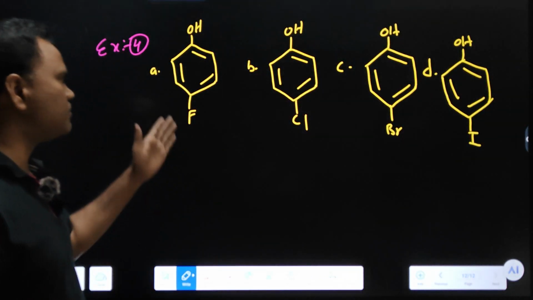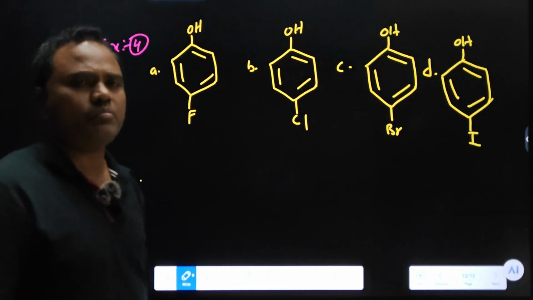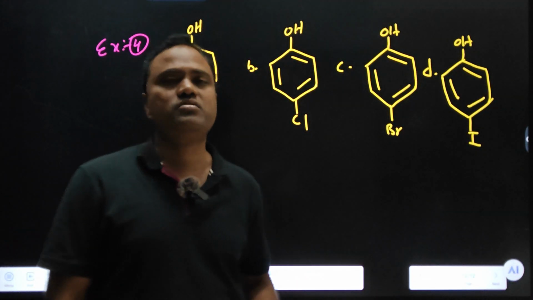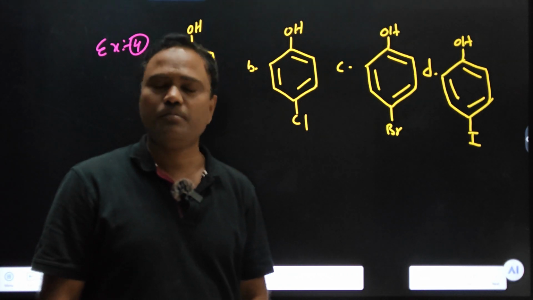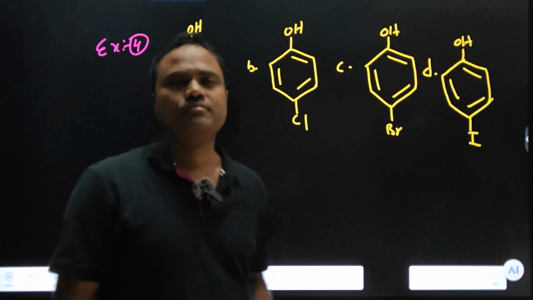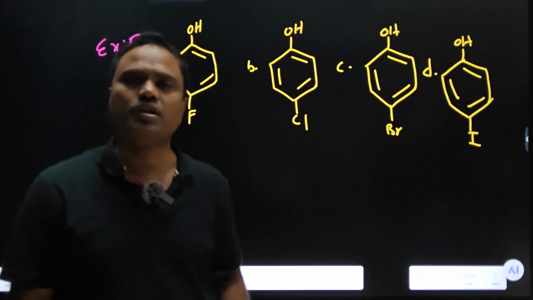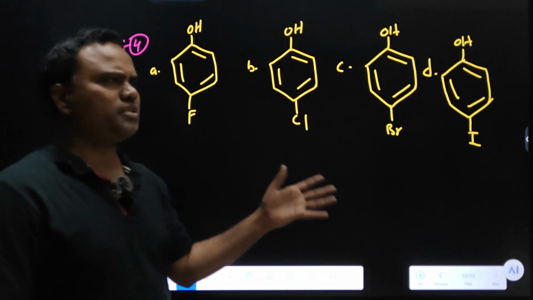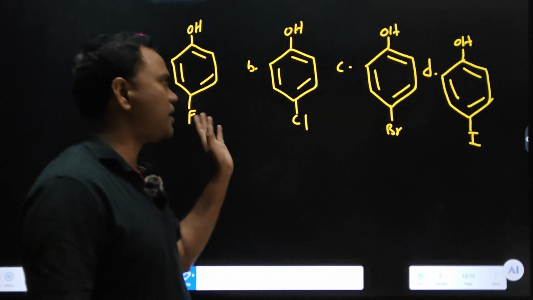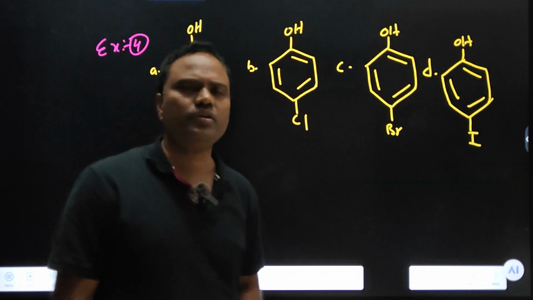100% you will say, sir, parafluorophenol is more acidic. Why? Because it is having a strong minus I power. Clear? Your answer is that only, na? But the second option is correct. Why is the second one more acidic? Even though chlorine is having less minus I power compared to fluorine, why is the second one more acidic?